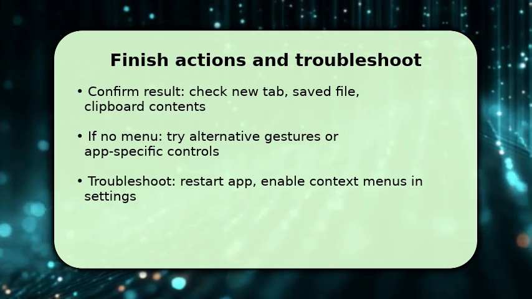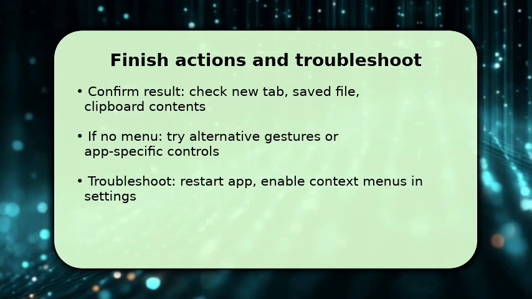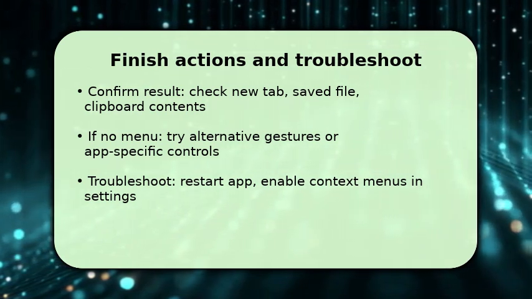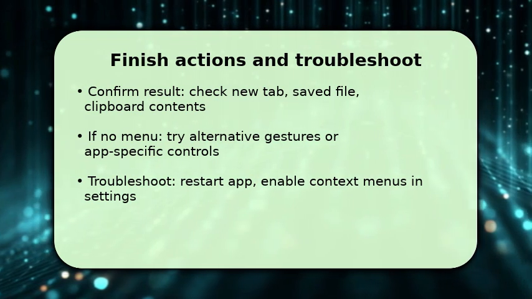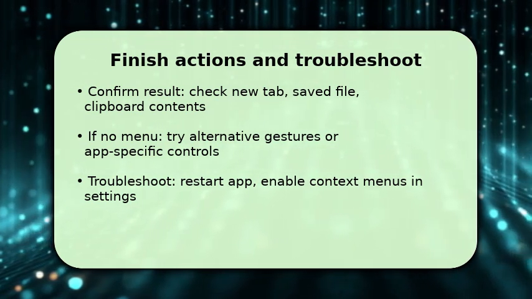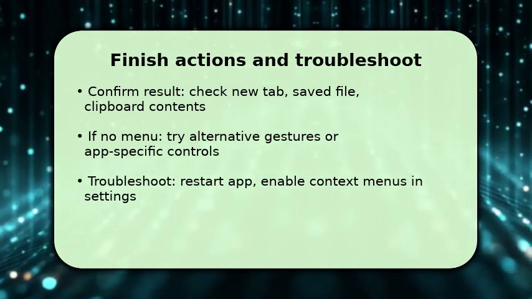You can also use alternative gestures or app-specific menu buttons if long press is disabled. If problems persist, restart the app, check gesture or accessibility settings to enable context menus, and then repeat the long press.